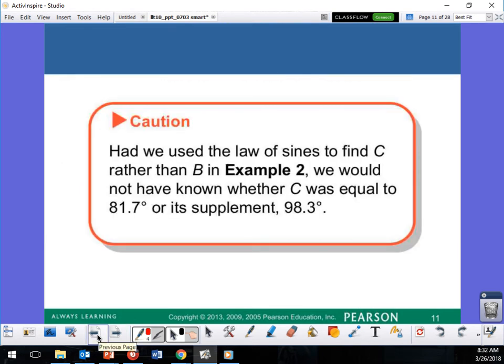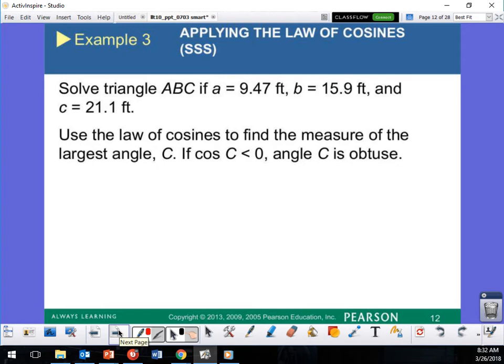How do you use law of sines right here? Not having known what C is equal to, supplement. Okay. Now, for right here, solve the triangle, all sides. Uh-oh. No angle.